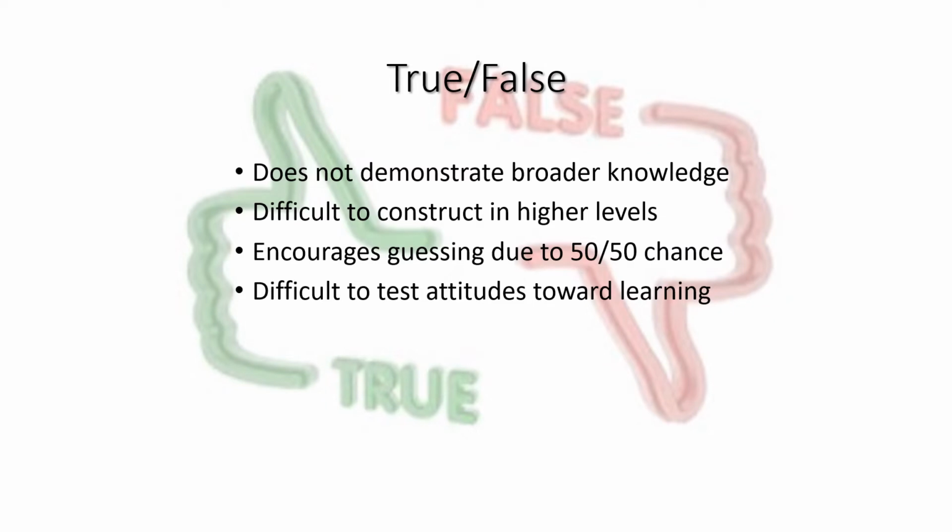These items do not demonstrate broader knowledge as the options are very limited, and it's difficult to construct again in higher levels. However, because you only have two choices, whether true or false, guessing is also encouraged in this kind of items and it has a 50-50 chance of getting it right. And it's also difficult to test attitudes towards learning because the options are provided, that's true or false.